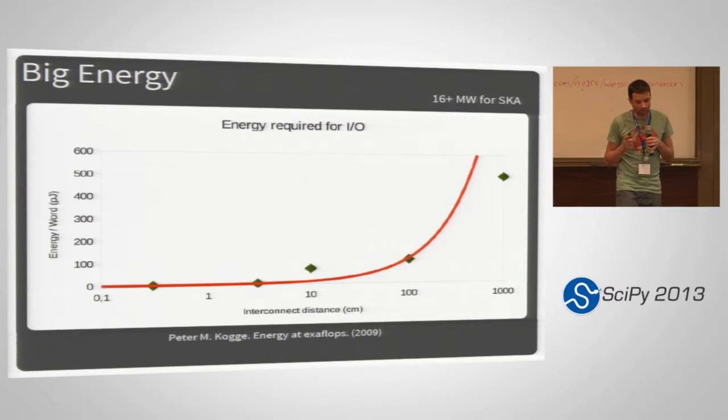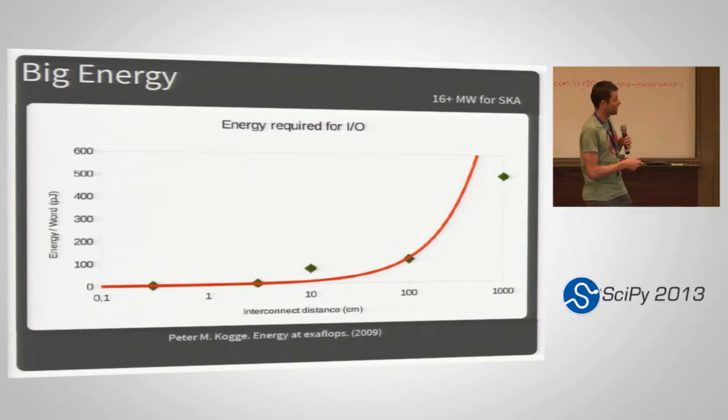And one thing that people sometimes don't realize is energy for I/O. And particularly with a big telescope like this, which is distributed over long baselines, the I/O costs start to dominate quite substantially. And for the SKA at the moment, we're talking 16 megawatts just to move the bits around out in the field. Never mind doing anything else, we need to build a power station just to move our bits back to our central location.